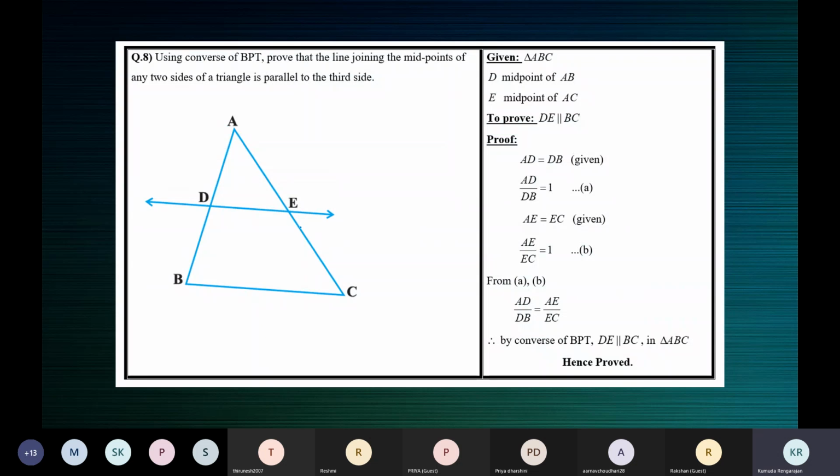So here we are given that D is the midpoint of AB. Also, E is the midpoint of AC. So we have to prove that DE is parallel to BC. We have to prove this. We have to prove that DE is parallel to BC.